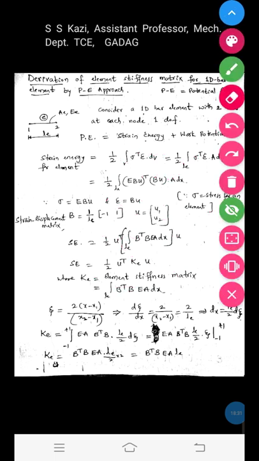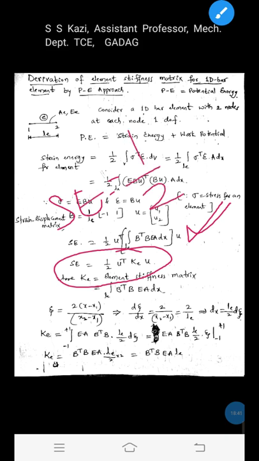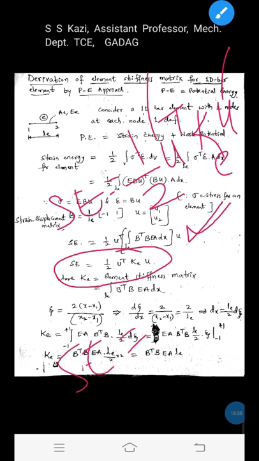Once you write this strain energy equation, you can observe that it is in this form: strain energy is equal to half U transpose Ke into U. That is U transpose, the displacement, and U. If you multiply both, you will get displacement square, where Ke is the stiffness.